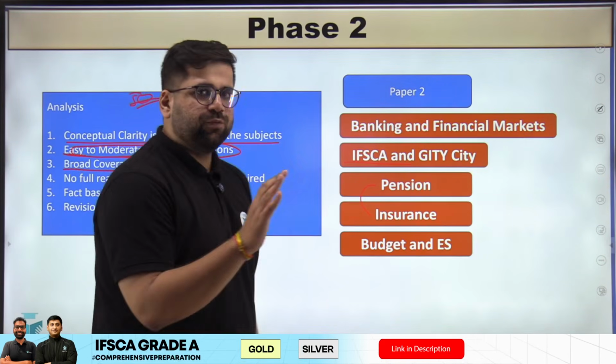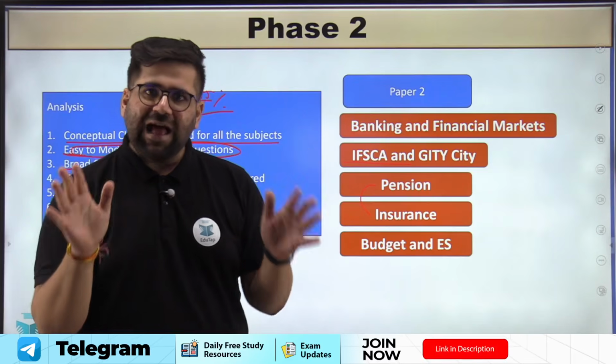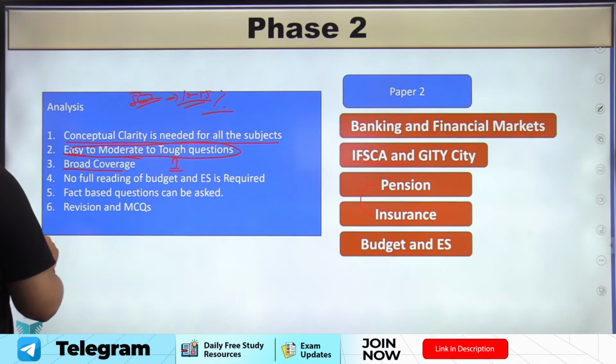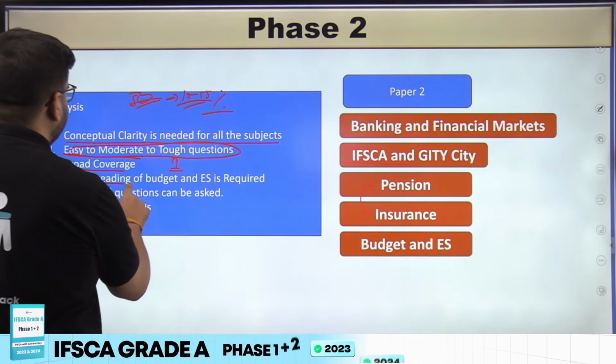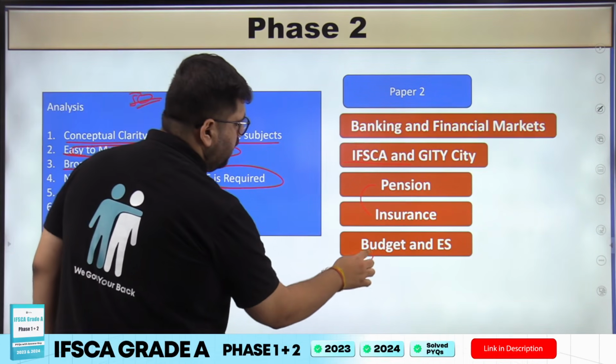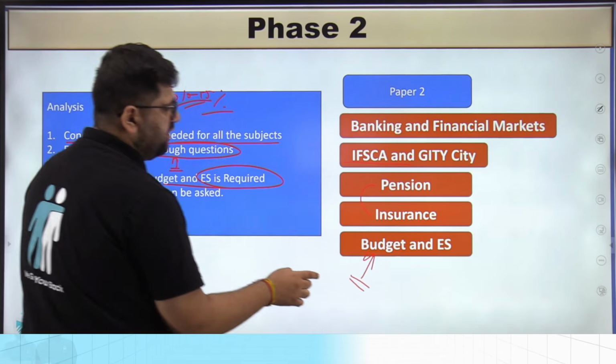Broad coverage again means what? Read horizontally as much as possible. Do not leave any basic concept, because that can harm you. And no full reading of the budget and economic survey is required. If you come to this particular point, budget and economic survey also play an important role.